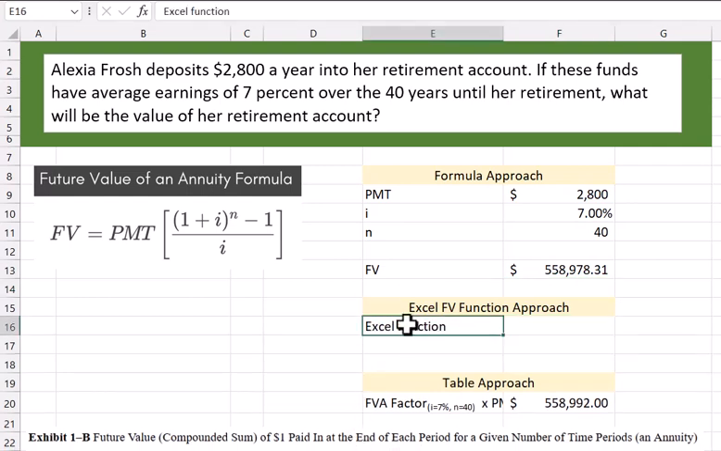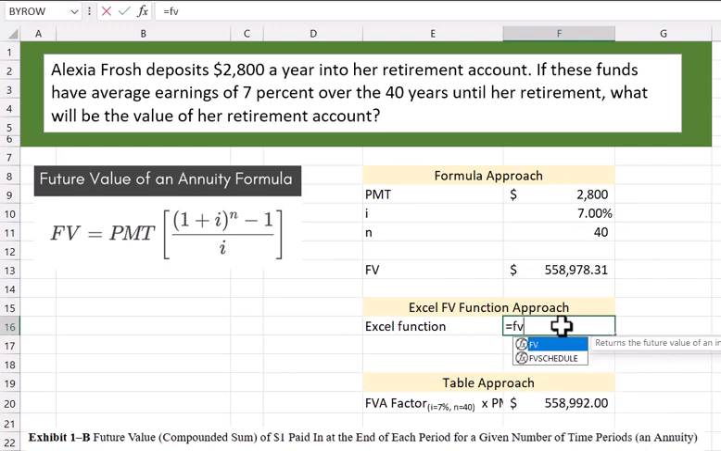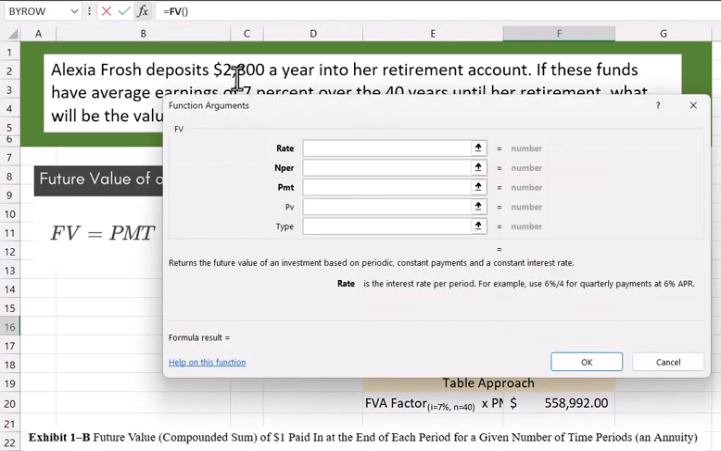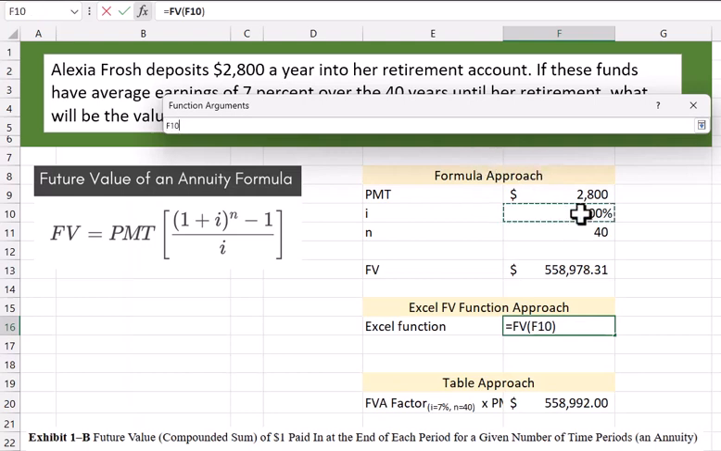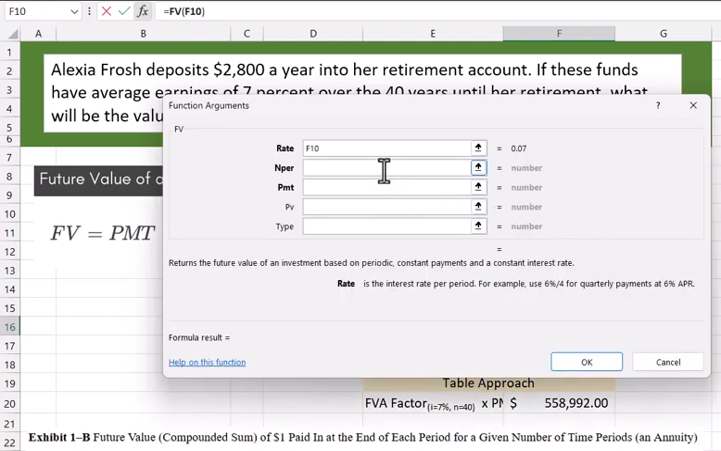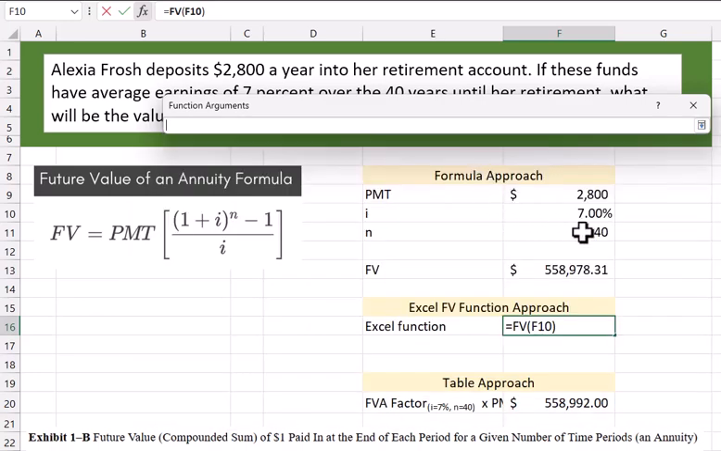Now, it says Excel function. Let me show you how we could do this. We come into this cell and we would type equal future value, FV. And Excel recognized that as a function. I hit the left parenthesis. Now, what I like to do is come up here and hit this insert function button so that it gives me a pop-up. And then I can just fill this out. Where's the rate? The rate is given in that cell. What's the number of periods? The number of periods is given in that cell right there.